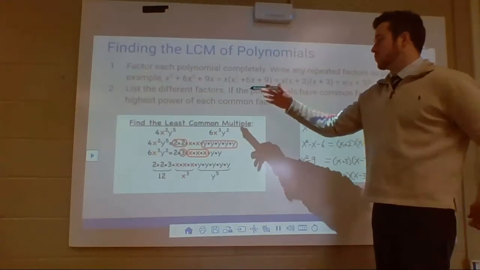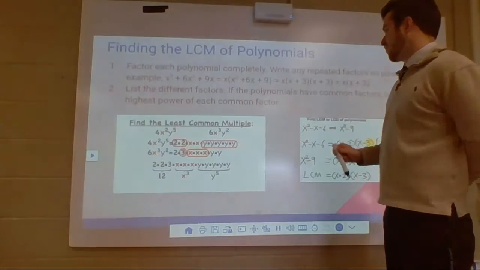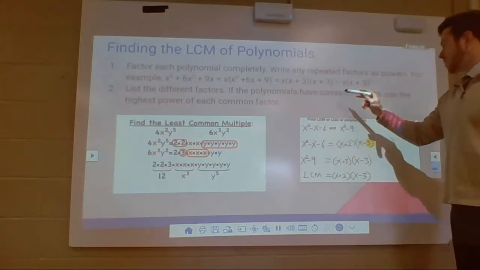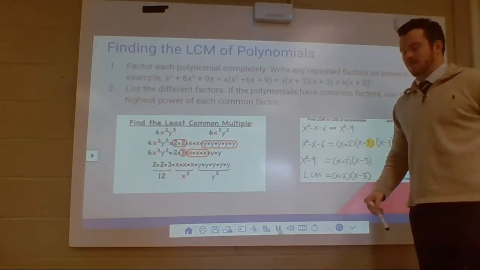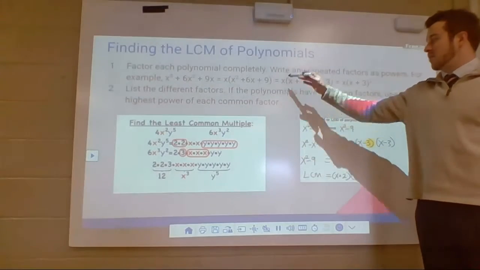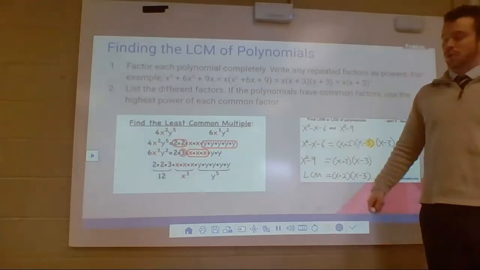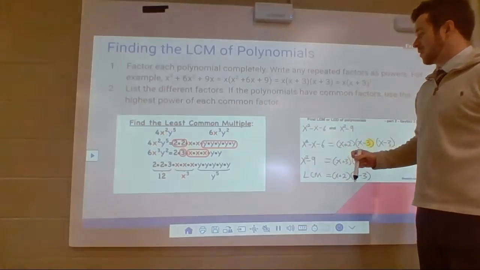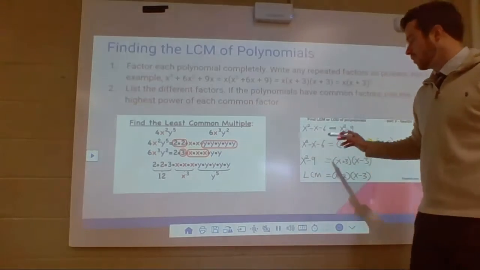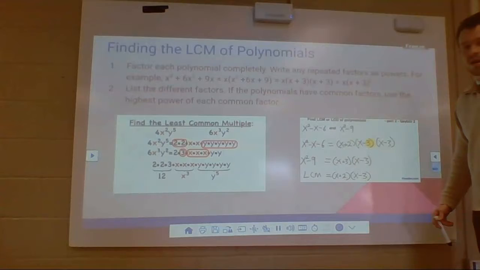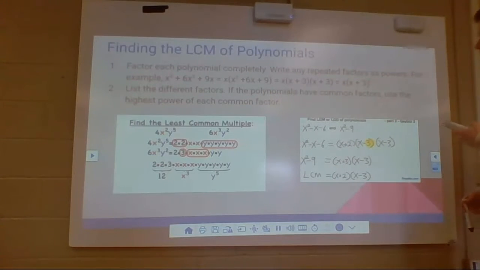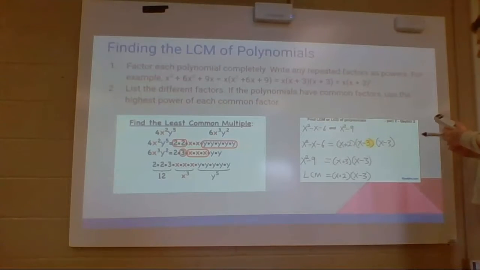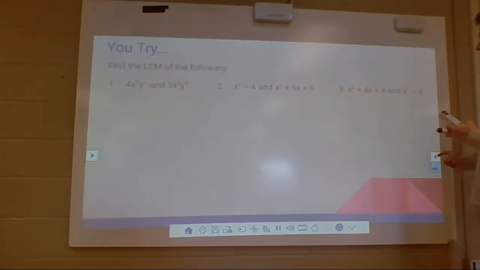All right, number 2 says to list the different factors. If the polynomials have common factors, we are going to use the highest power of each common factor. Now, these may not make a ton of sense to you now, but we're going to apply those here in a second. And here are some examples for you to look at. You can look at those on your slides and after we work a couple examples together. All right, so this skill is going to help us when we finally end up adding and subtracting rational expressions.